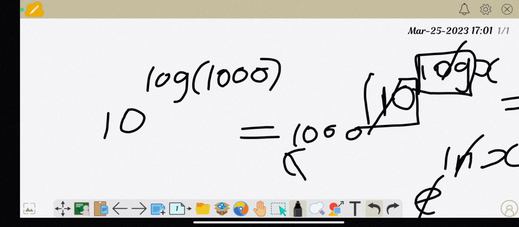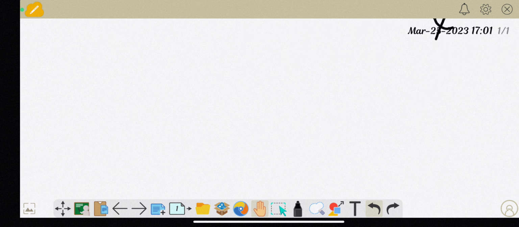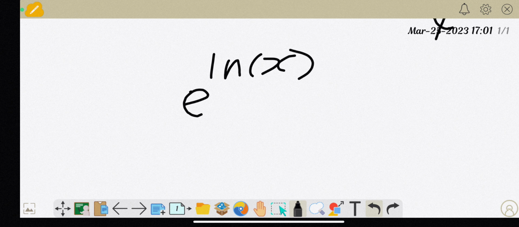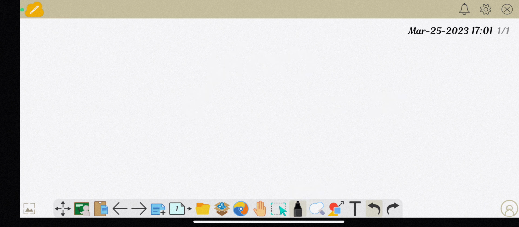How is it? Log 1000 is how much? 3, correct? So 10 to the power 3 is how much? 1000. So see, 10 and log get cancelled, only 1000 will remain. The same is applicable here: e to the power ln x is equal to x. So this and this will always cancel. Okay, so these are some properties of the logarithm function. I hope you understood this.